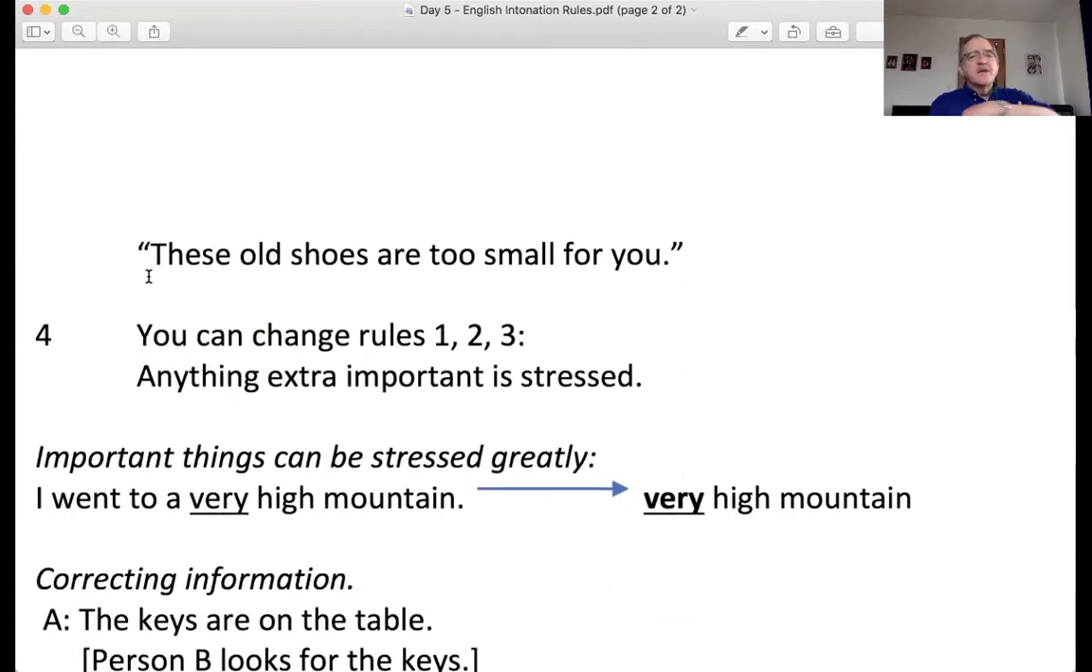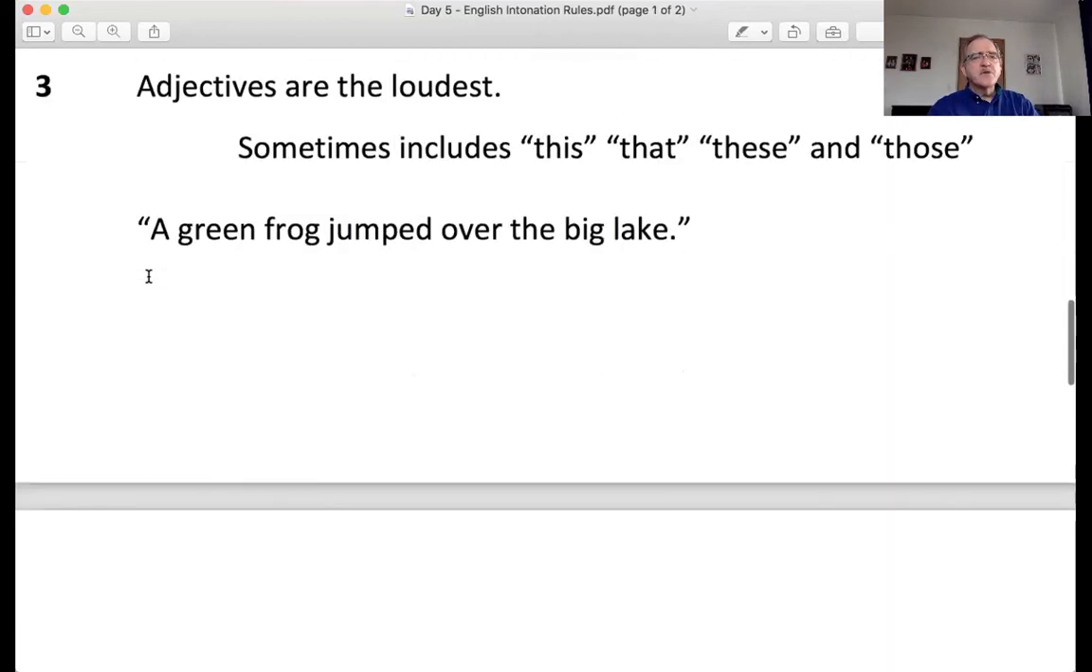Let's try another one. These old shoes are too small for you. Now we would not say "for you," okay? Because "you" is a pronoun. We keep it down. These old shoes are too small for you. Now that is rule three, the adjectives are loudest.